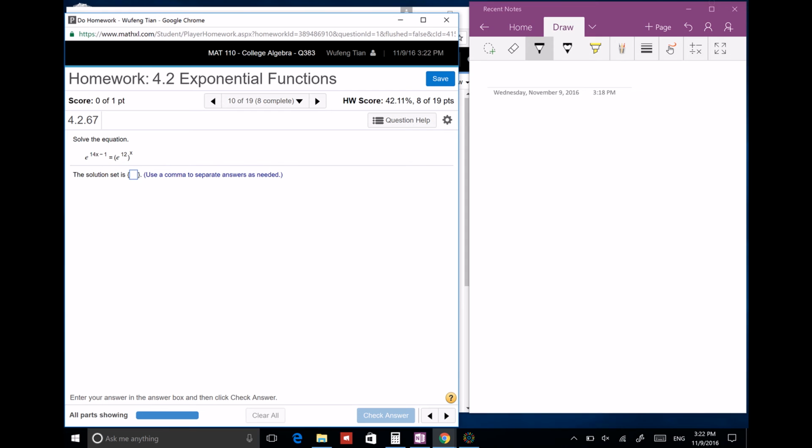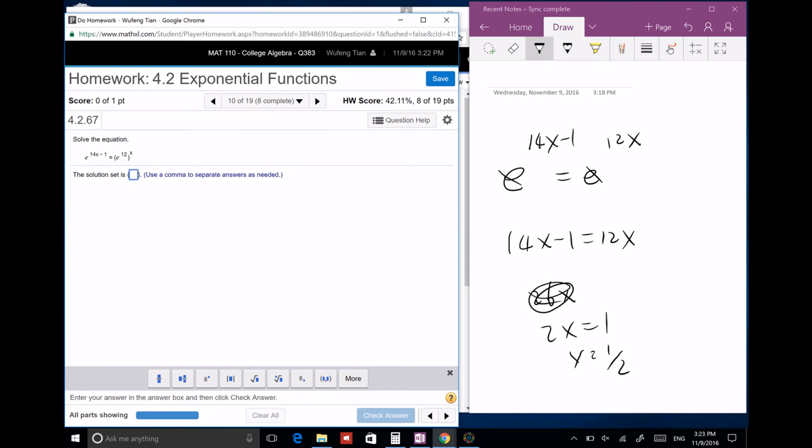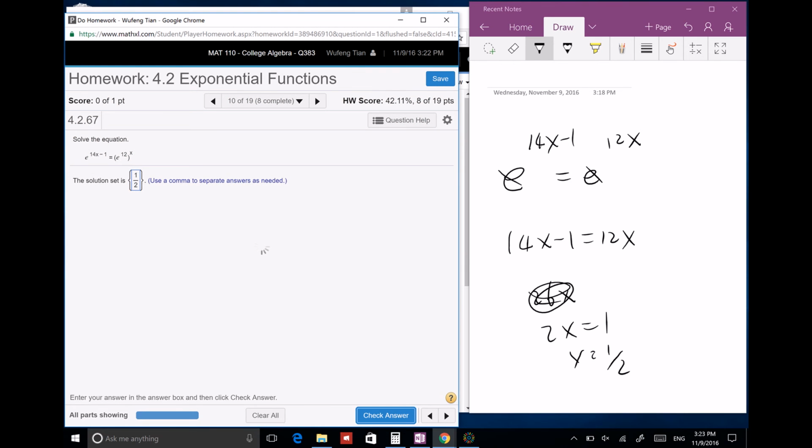So solve this equation. Basically you have the same base: e to the 14x equals e to the 12x minus 1. The base is the same, so you take the ln, and the e's cancel out. So 14x minus 1 equals 12x. 2x equals 1, x equals a half. Okay, next one.